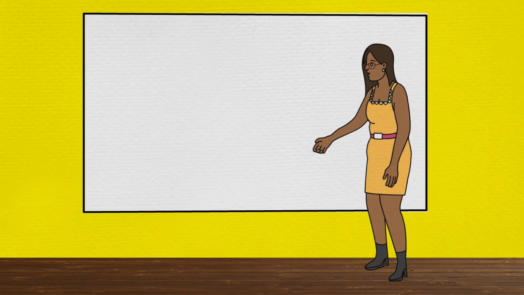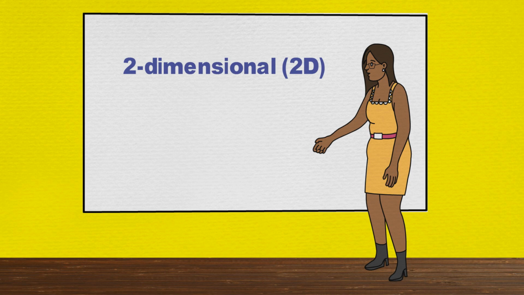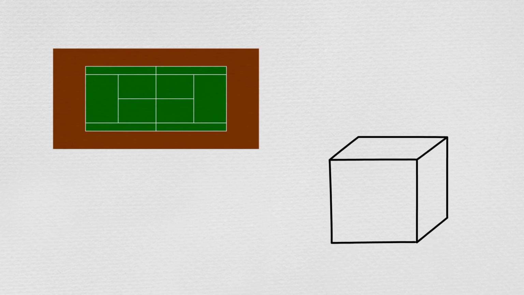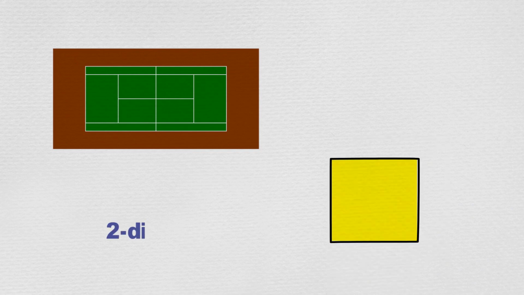For homework one week, Max and Min were asked by their teacher, Mrs. Masters, to explore two-dimensional, or 2D, and three-dimensional, or 3D, objects. In class, Mrs. Masters explained that flat shapes, like the surface of a tennis court, which is a rectangle, or the square face of a cube, are called two-dimensional.